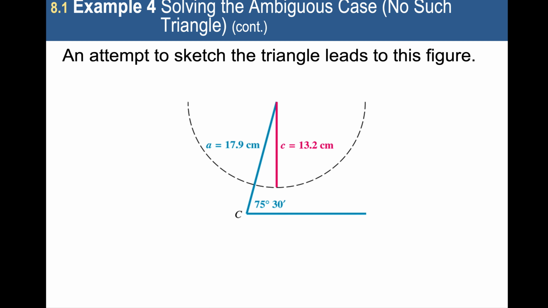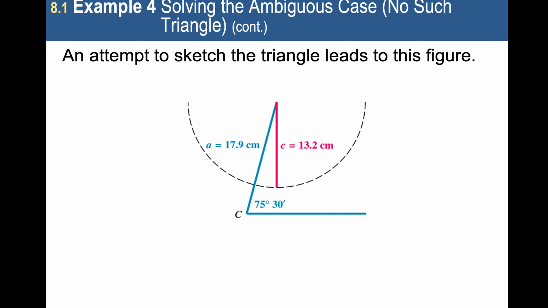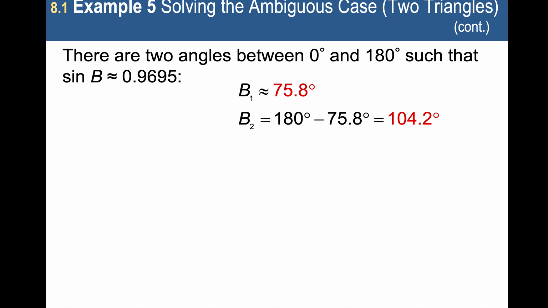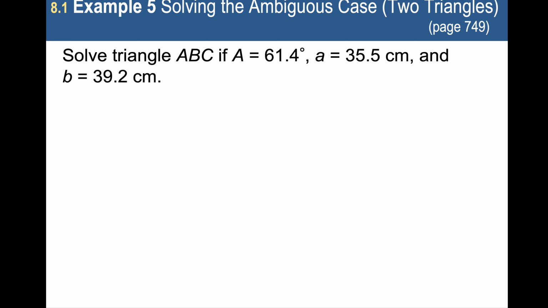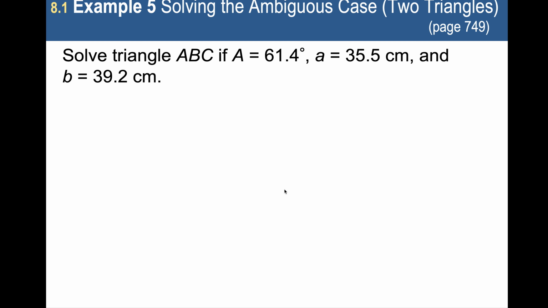Now, here's another example. If I attempt to sketch a triangle and it leads me to this odd figure here, what does this tell me? Well, I have this small triangle right here, and then I have this 75 degrees and 30 minutes. So this is what's happening here. This is why I can't complete my triangle. Because if I actually measured out that answer, I wouldn't be able to complete the triangle. You see how there's a gap right there?